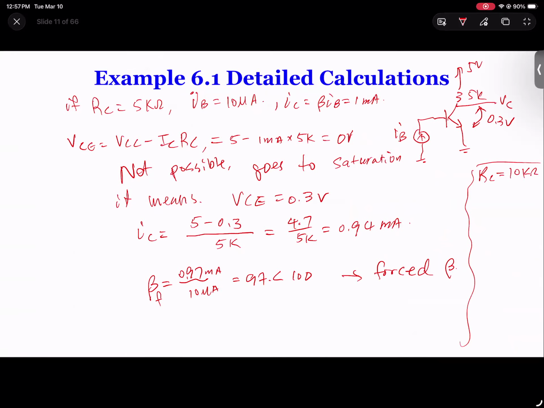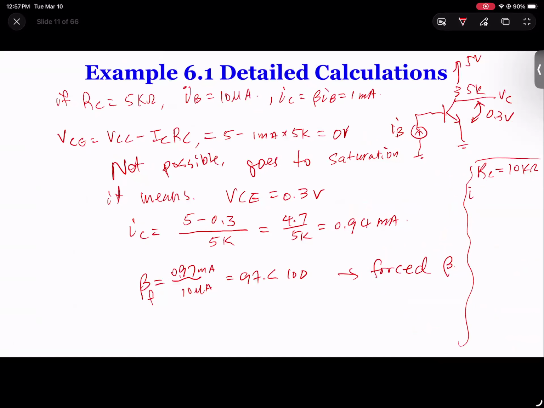So imagine the resistance is much bigger. Now your current is going to be in saturation mode. So now your current becomes (5 minus 0.3) divided by 10. So that's 0.47 milliamps.